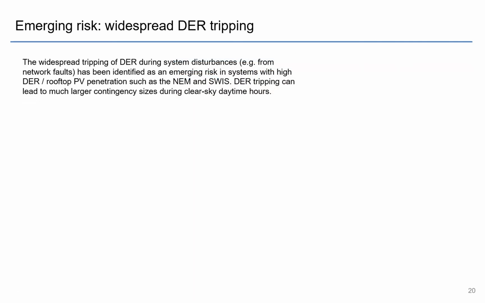An emerging risk to system security that we're seeing at AEMO in recent years is the widespread tripping of DER after system disturbances, such as network faults. This is really a risk that is emerging in systems with lots of penetration of rooftop PV, such as parts of the NEM and the Swiss. The tripping of DER along with another contingency can lead to very large contingency sizes, especially during clear sky daytime hours.